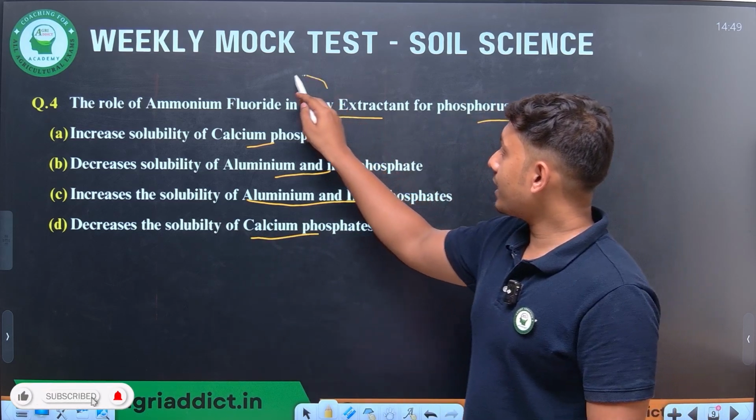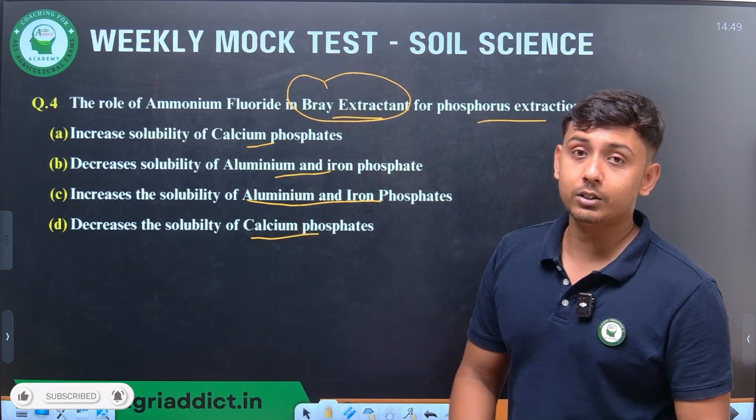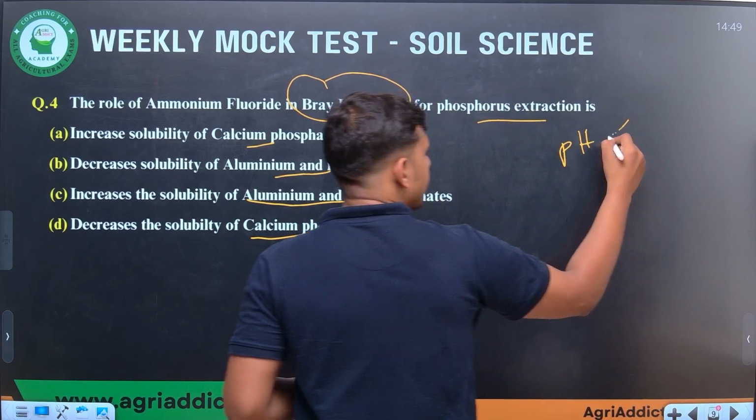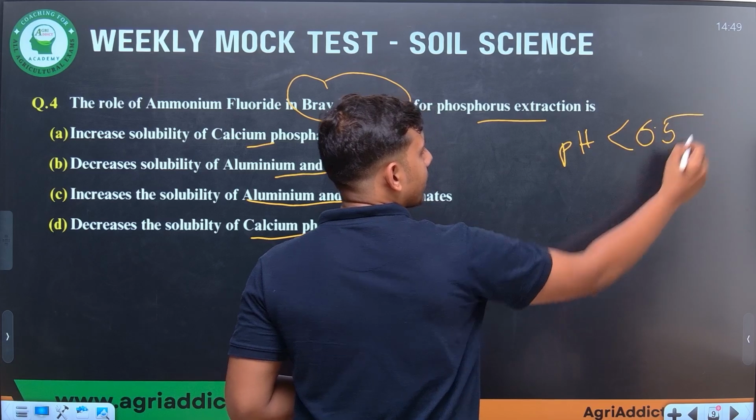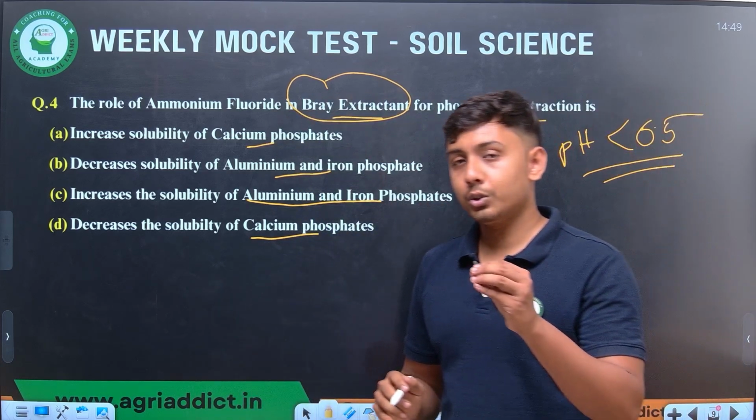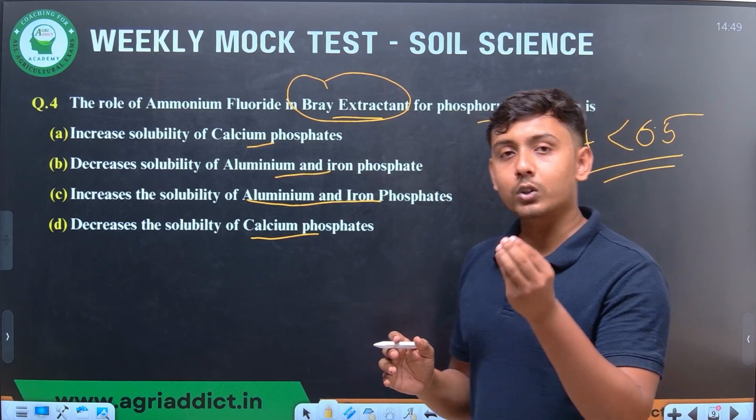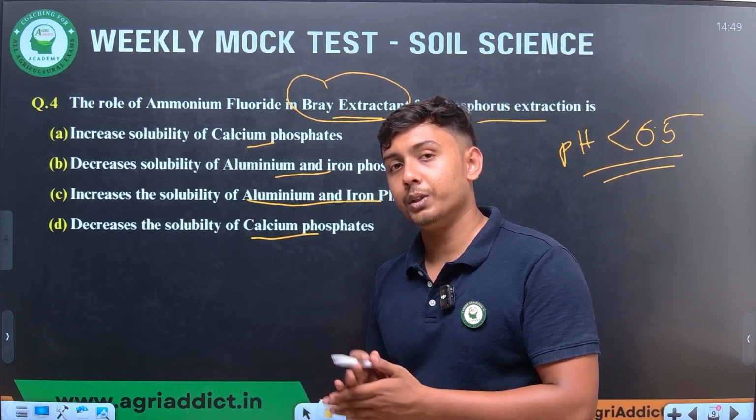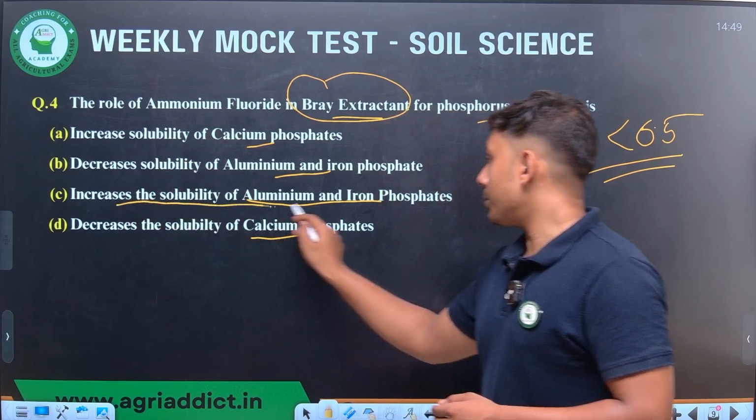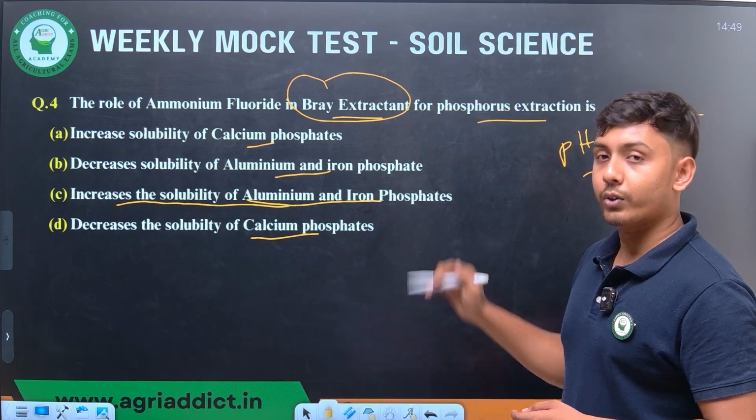We know that Bray extractant is used in acid soils, usually where the pH is less than 6.5. So here the Bray extraction is used. In acid soils, the phosphate is bound to the iron and aluminium. So the ammonium fluoride will increase the solubility of aluminium and iron phosphates.